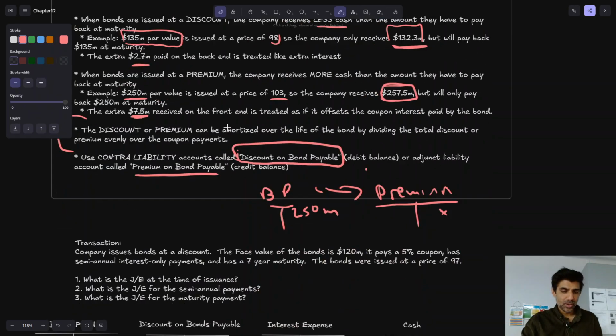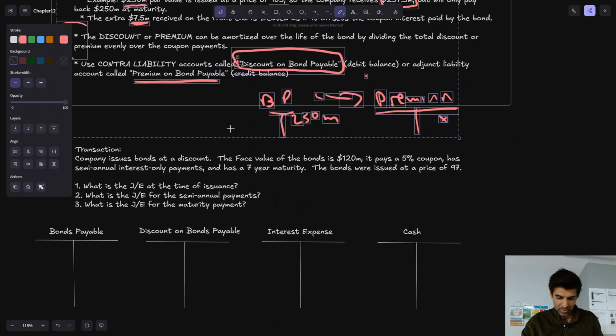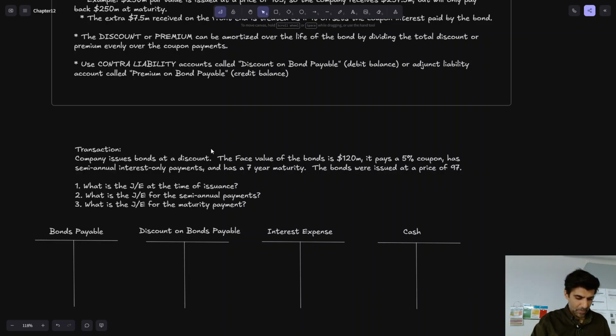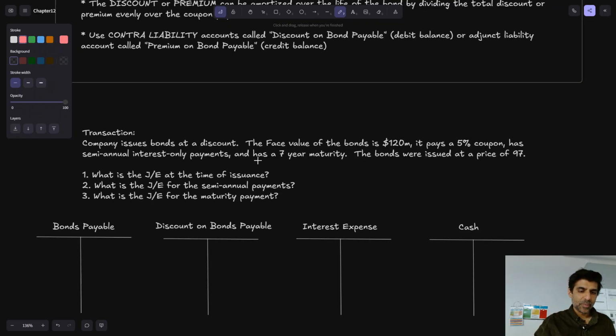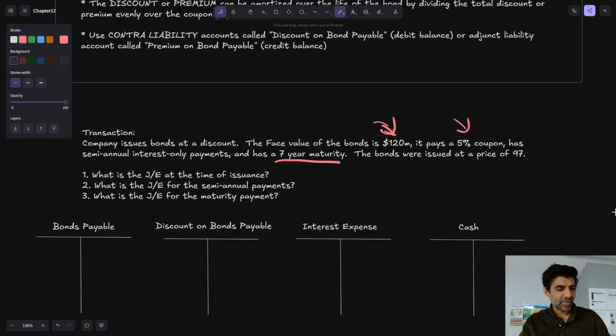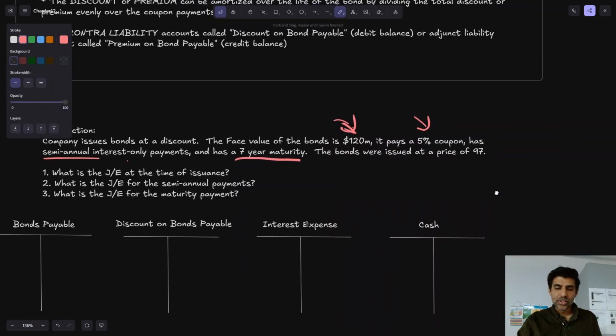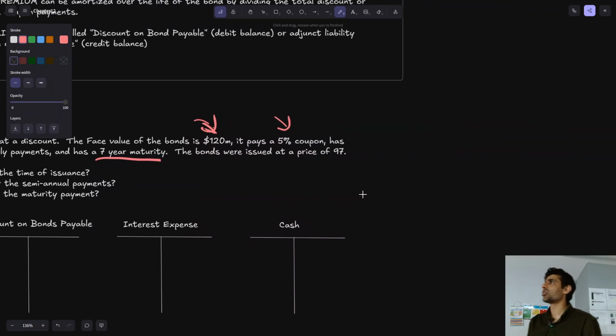So let's look at examples here. In this case, the company issues a bond at a discount. The face value of the bond is 120 million. It pays a 5% coupon, in 7 years, and it's semi-annual. Just based on this information, I can make the whole schedule of what this bond is expected to pay. So let's just do some math here.